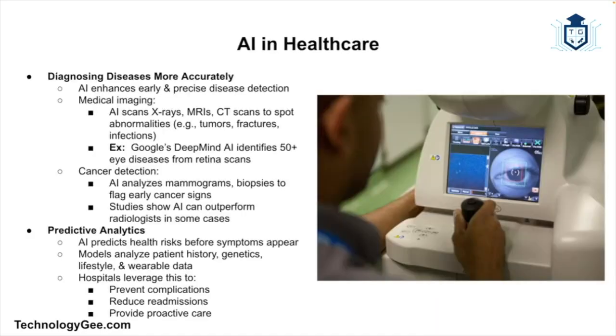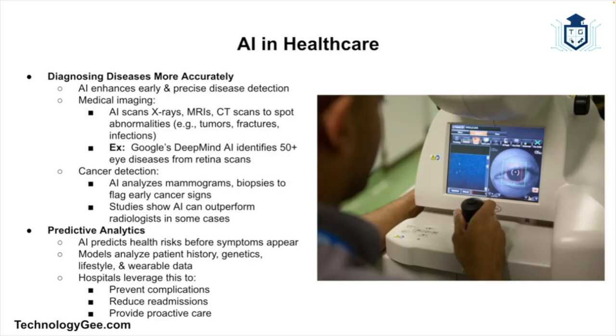All right, so let's kick things off with an industry where AI can literally save lives, and that's healthcare. So let's talk about diagnosing diseases. AI is helping doctors detect diseases earlier and more accurately than ever before. When it comes to medical imaging, AI algorithms can scan X-rays, MRIs, and CT scans to detect abnormalities like tumors, fractures, or infections, often spotting things human eyes might miss.